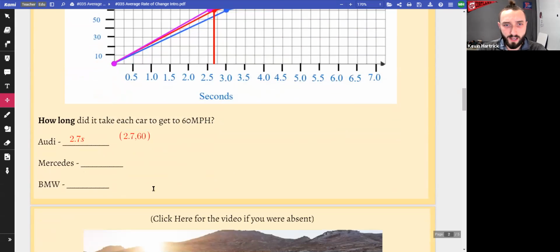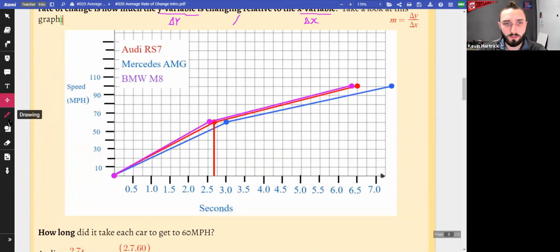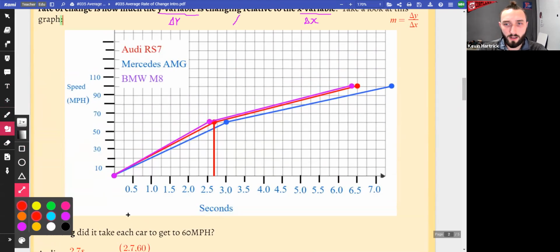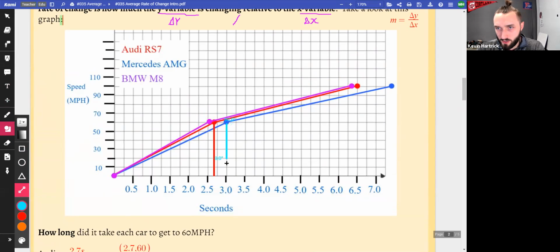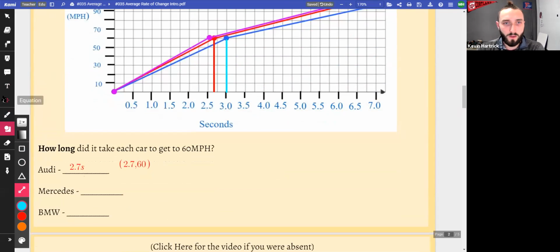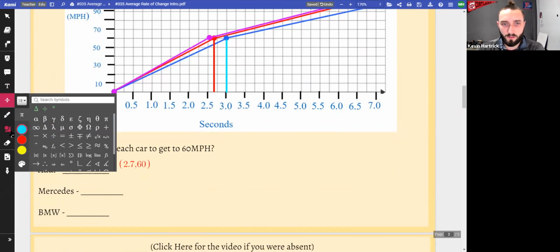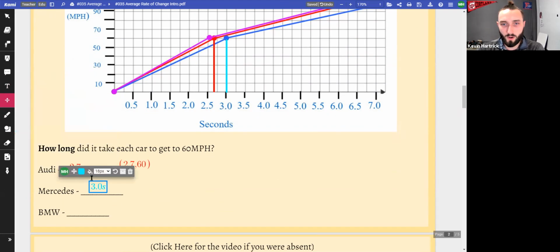So that was 2.7 for the Audi. Let's look at the Mercedes. Mercedes was the blue one. All right, so the blue one is right here. And if we just take a straight line down, it looks like that one's an easy one, 3.0. So 3.0 for the Mercedes. And we'll put seconds after it. Let me make that black so you can see that better. All right, and let's make that into a point. So 3.0, and again, the output is 60. So it took 3 seconds for it to get to 60.